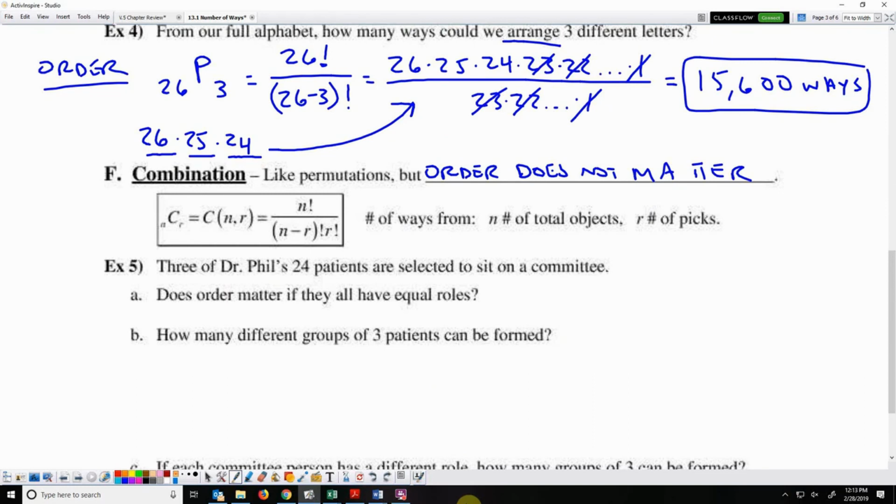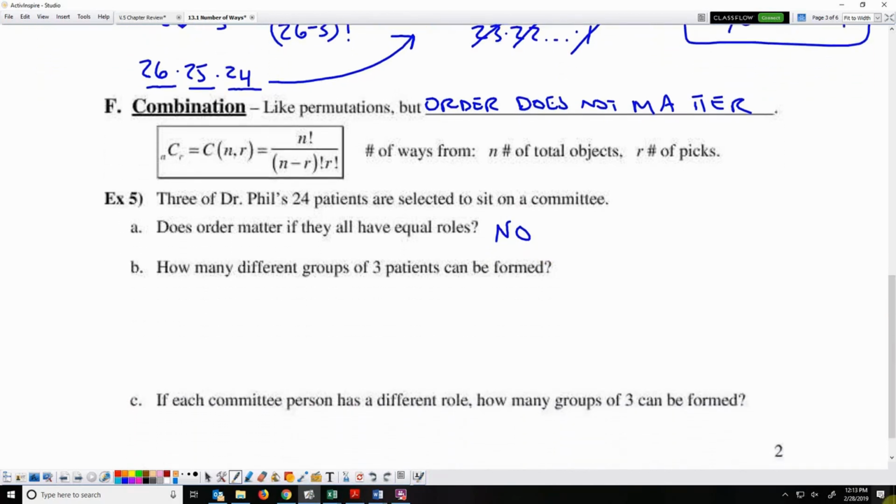Okay, so 3 of Dr. Phil's patients are selected to sit on a committee. If they all have exactly the same role, does order matter? No. It only matters if they each have their own specified role. So how many different groups of 3 patients can be formed? Okay, so we're doing a combination. We have 24 patients to choose from. We're going to use 3 of them. So that would be 24 factorial over 24 minus 3 factorial times 3 factorial.